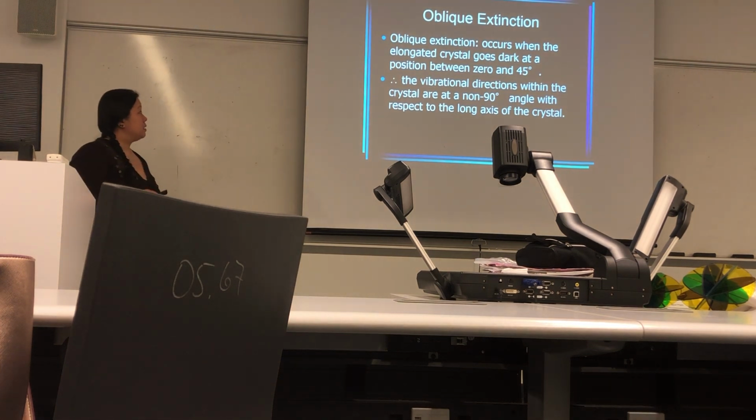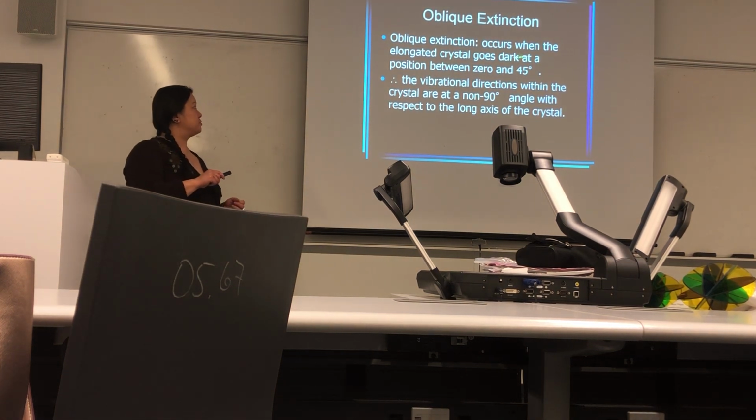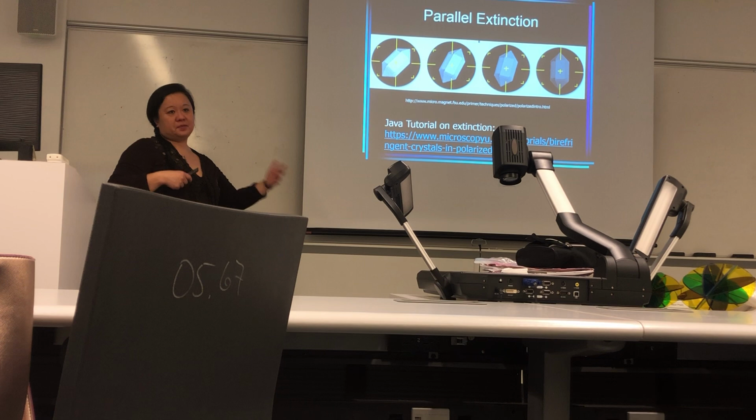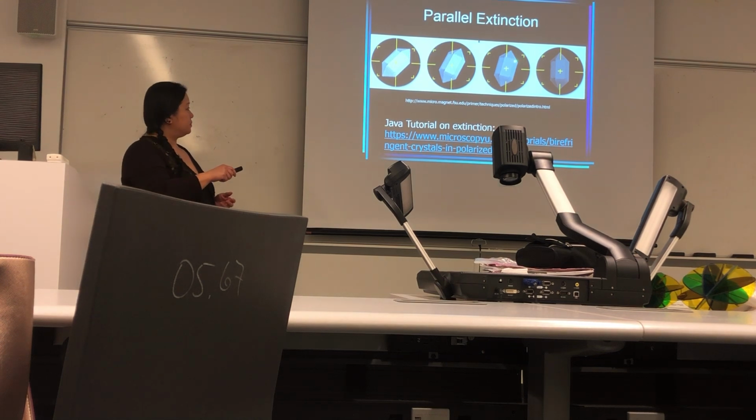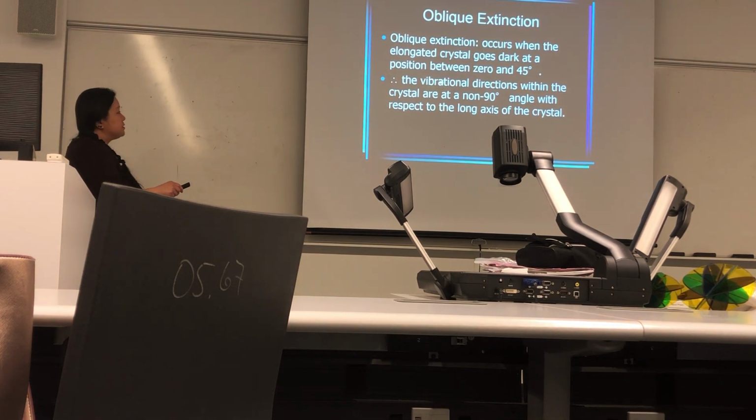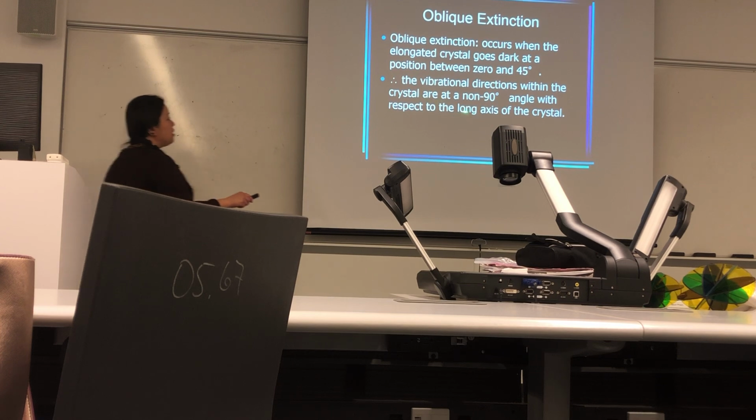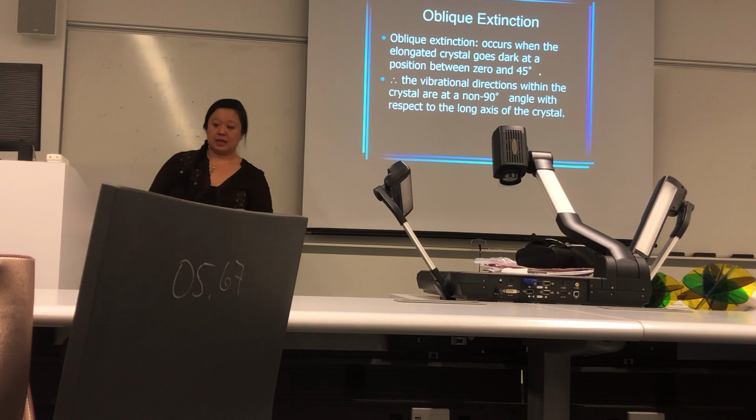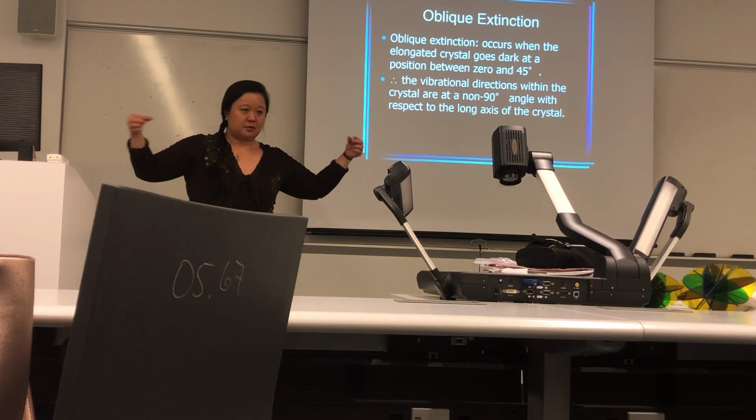Oblique extinction occurs when the elongated crystal goes dark at a position between 0 and 45. So instead of being dark like this, it's dark at some other angle. And then as you continue rotating it, it gets bright and dark, but not at the same positions as you would see for a parallel extinction. Okay. What this tells us is that the vibrational directions within the crystal are at a non-90-degree angle with respect to the long axis of the crystal. And long axis of the crystal means the part where it's longer.